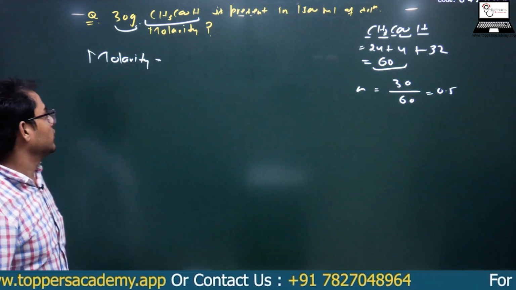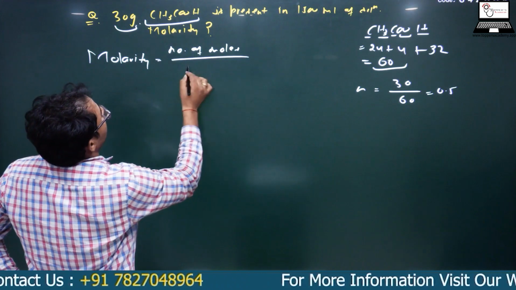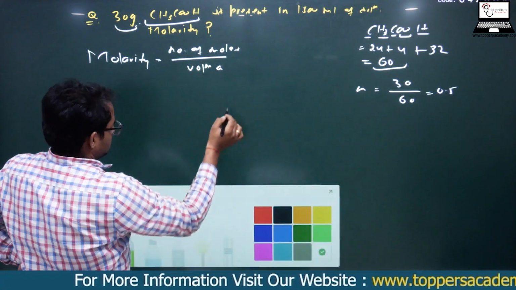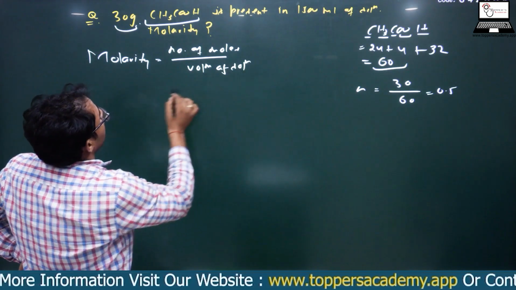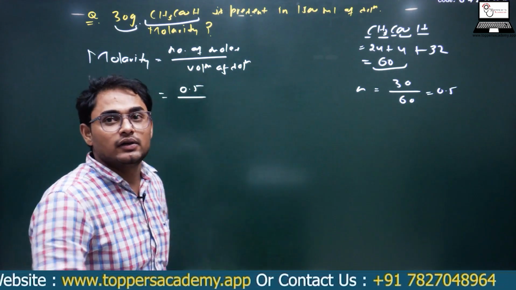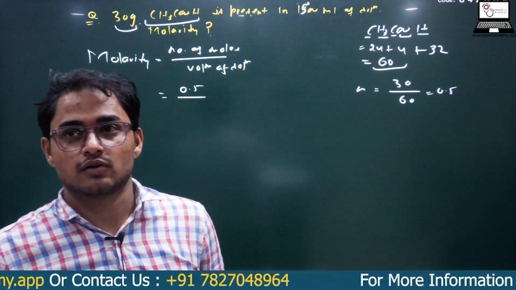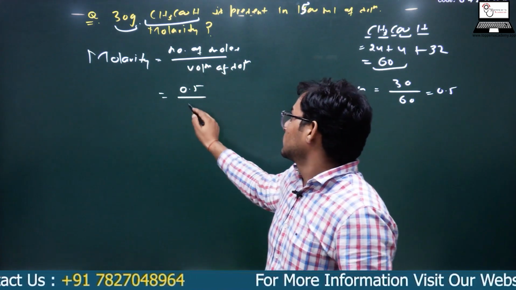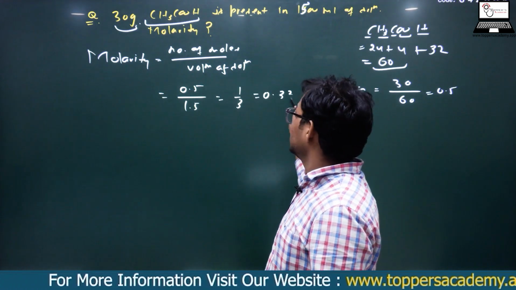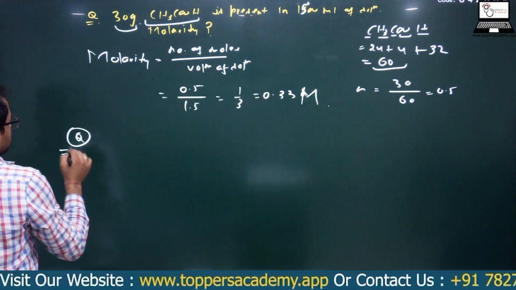And now I am going to place here number of moles upon volume of solution. So number of moles 0.5, volume of solution you will have to take in terms of liter. It is 1500 ml, so obviously you will divide by 1000, you will get 1.5 liter. So 0.5 upon 1.5, that means 1 upon 3, it means 0.33 mole per liter or capital M. Now next question.